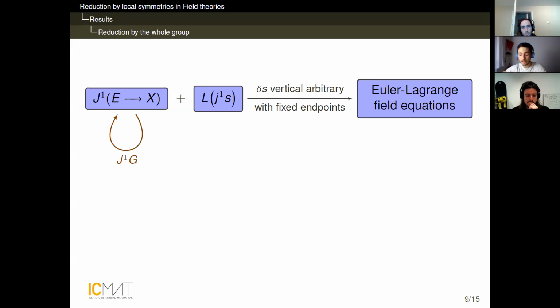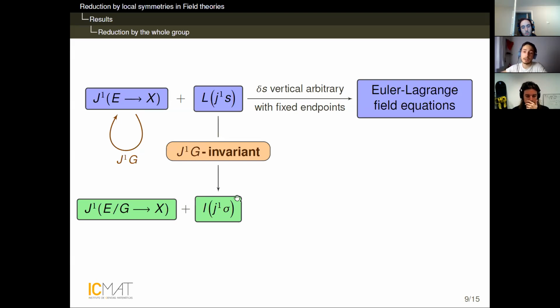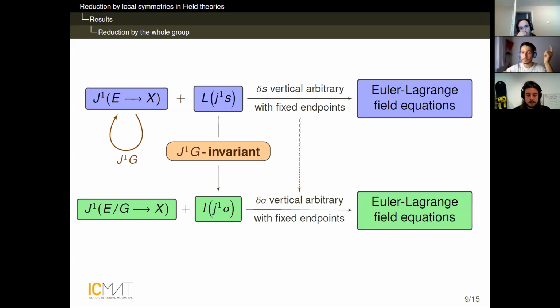However, in this particular case, we have an uncommon situation, and we obtain again a first jet, the first jet of the quotient bundle. Therefore, our reduced Lagrangian depends only on first jets of sections on the reduced space. We have seen also that the reduced variations are again arbitrary. So again, we are applying the principle of stationary action to the reduced Lagrangian. And therefore, the reduced equations are again the Euler-Lagrange field equations for the reduced Lagrangian. This is a very uncommon situation, as I said.